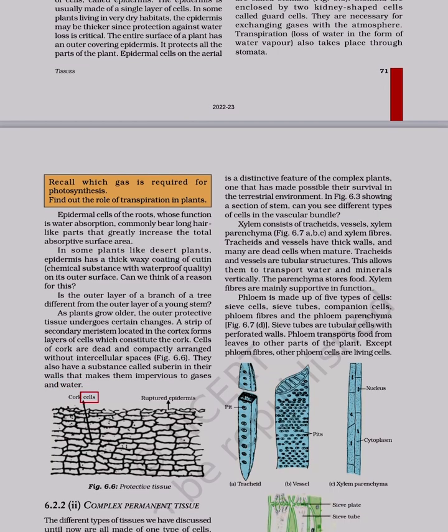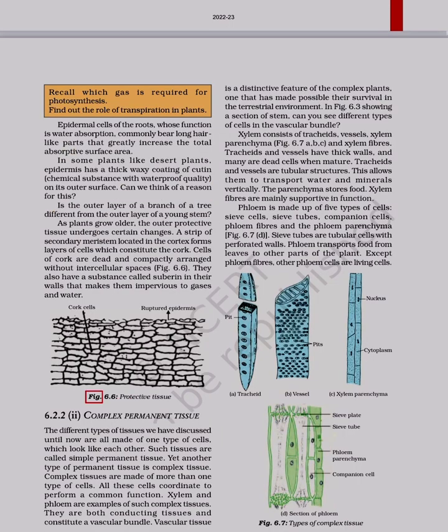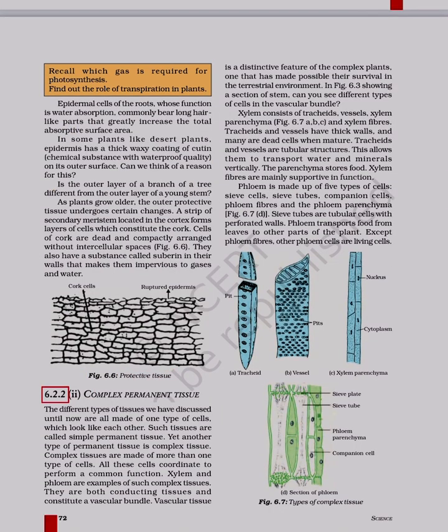Cork cells. Ruptured epidermis. Nucleus. Cytoplasm. Xylem parenchyma. Sieve plate, sieve tube. Phloem parenchyma. Companion cell. Figure 6.6, protective tissue.